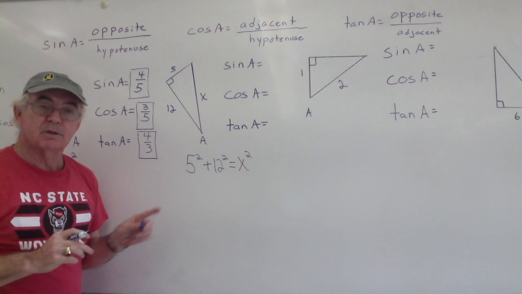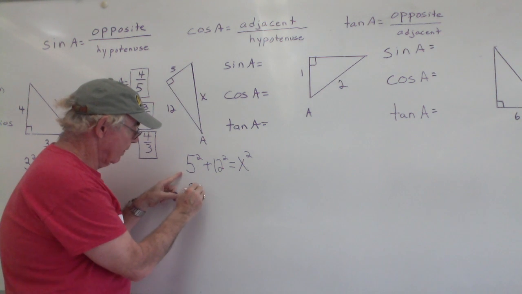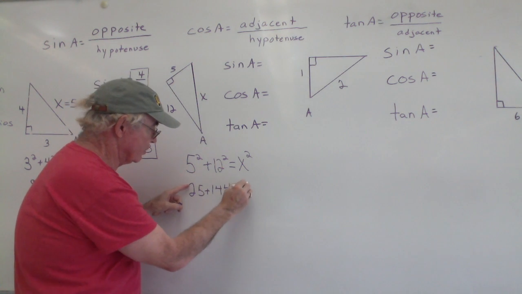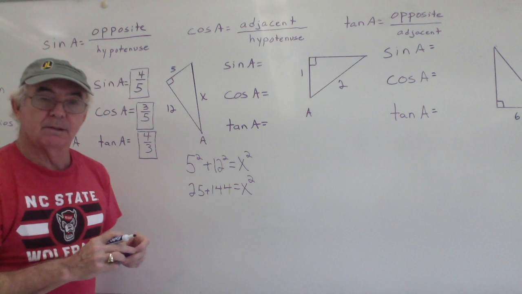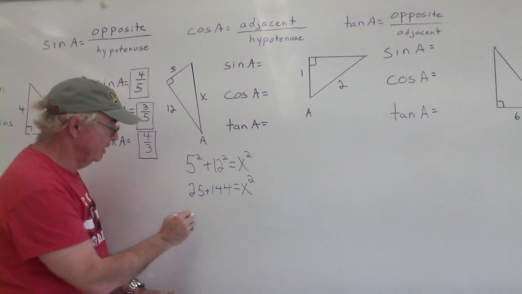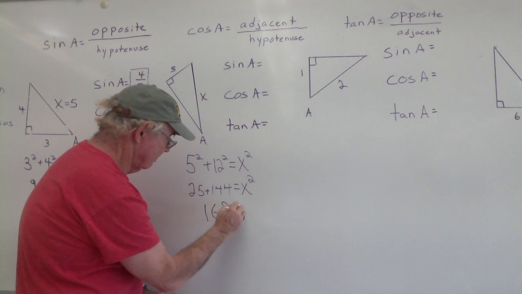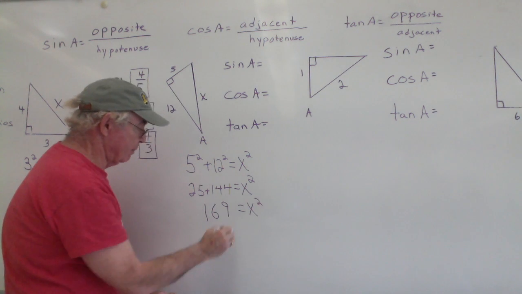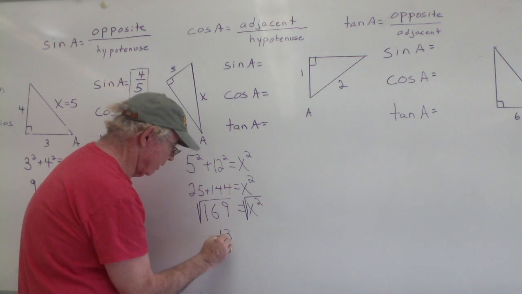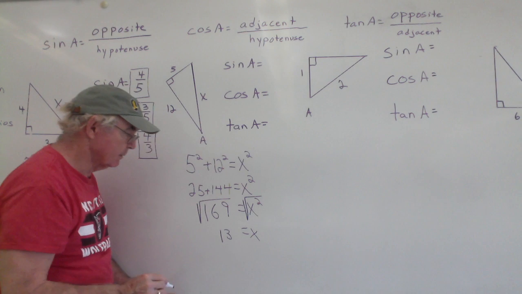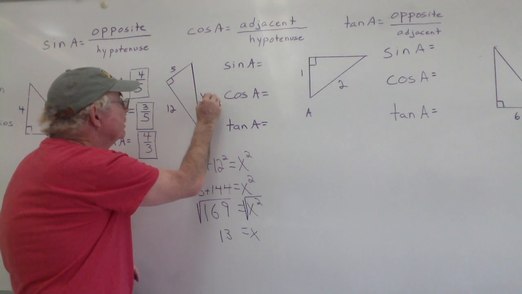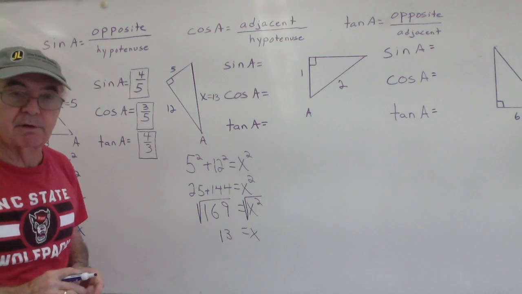Okay? So this would be 25 plus 144 is x squared. And then if we add the 25 and 144, that'll give us 169. And upon taking the square root of both sides, you will get 13 to be x. So inserting that 13 for the hypotenuse, we then apply our definitions of our trigonometric ratios.